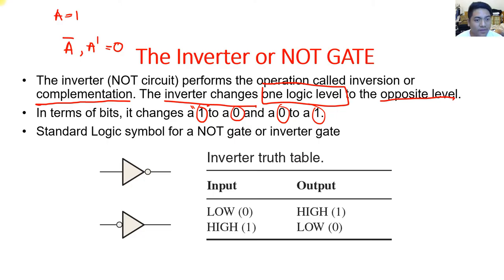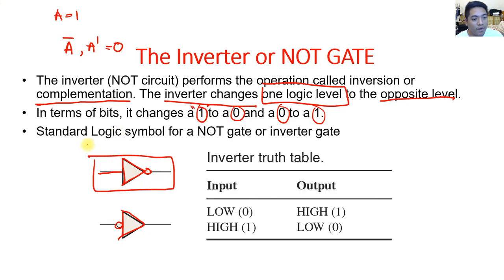The standard logic symbol for a NOT gate is given by this schematic symbol, wherein we have a triangle here and a bubble here. So basically that's the inverter. Sometimes it's written differently, but most commonly the schematic symbol for the inverter is the first symbol.